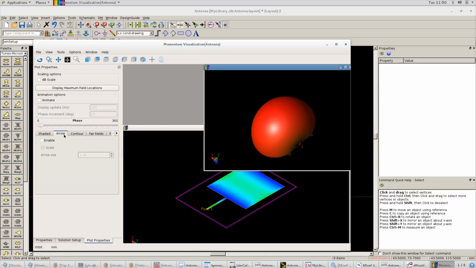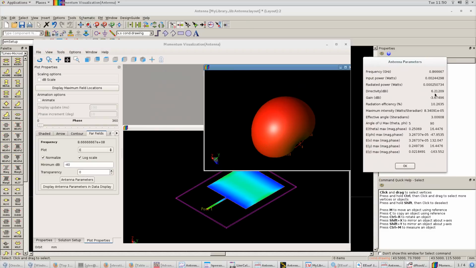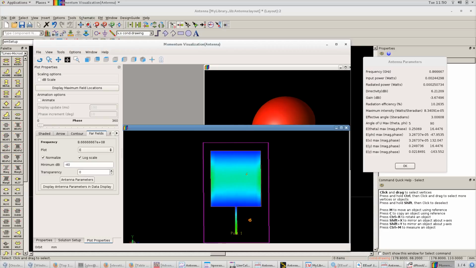So on these little tabs here, I'm going to go to far fields. So I was under plot properties, far fields, and you can turn on your antenna parameters. So in this case, this antenna has a directivity of 6.2, but a gain of -3, which means it's not a very good antenna. It actually loses a lot of energy. It's very lossy, and that's primarily due to losses that are incurred due to current loss. Every time you see stuff like this on the feed, that's not necessarily a good thing.